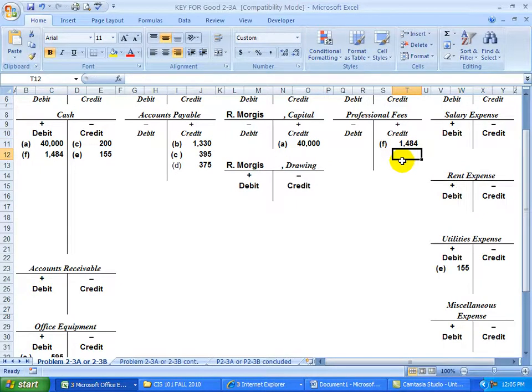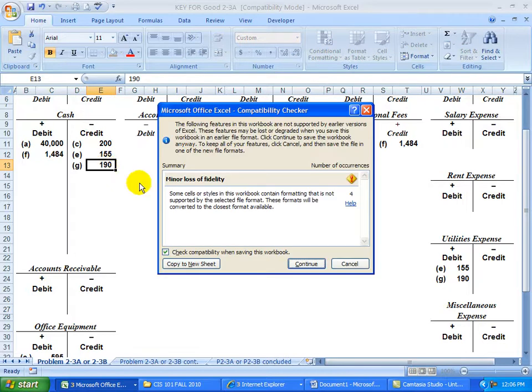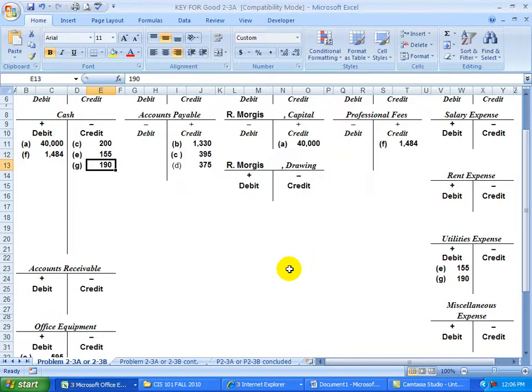Debit equals the credit. And letter G, we received and paid the electric bill, $190. So the electric bill is going to go under utilities, so the expense is going up in letter G. And it's going up by $190. And our cash is going down because we're spending it. Well, this is our credit. So our debit equals our credit. And again, it always must.